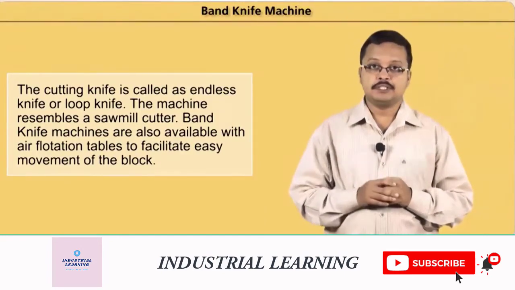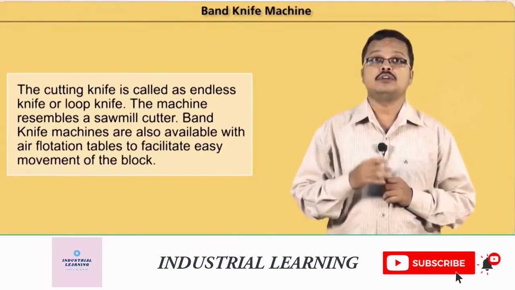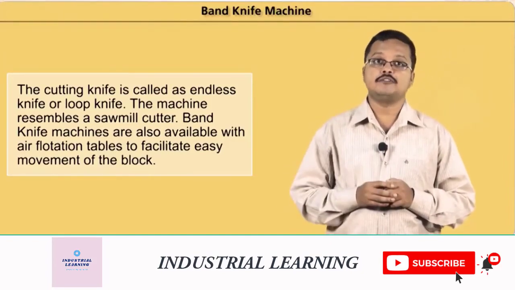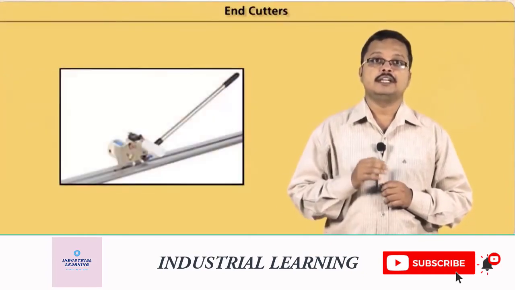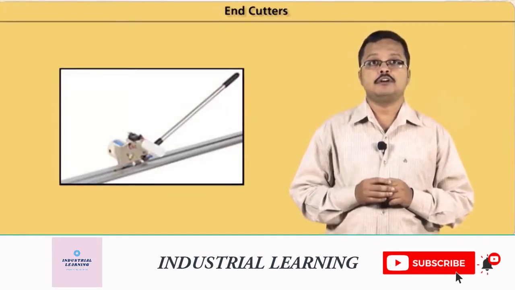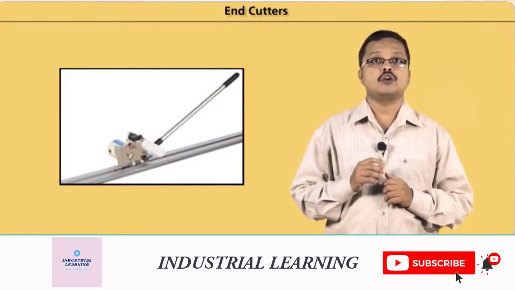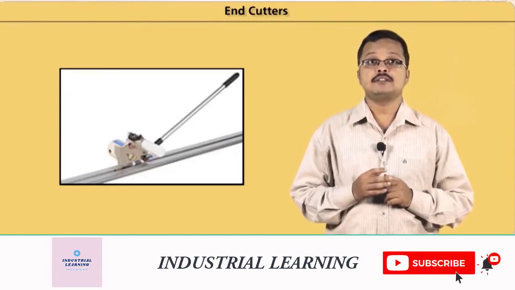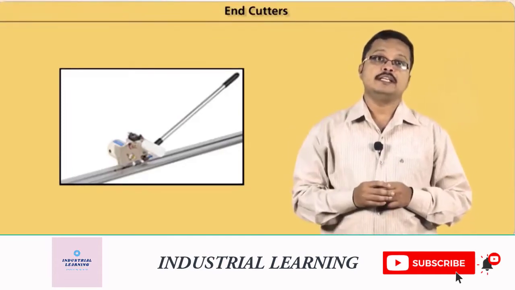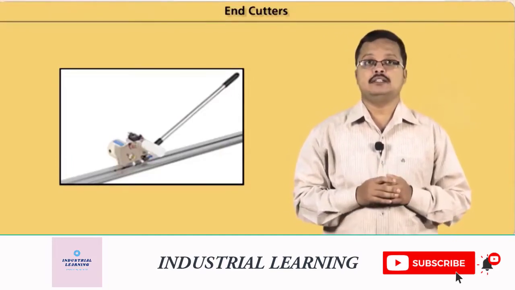Band knife machines are also available with air flotation tables to facilitate easy movement of the block. End cutters. End cutters are a special type of round knife machine. A small diameter round knife is placed on a rail or track with a pushing arm. This ensures an accurate straight cut.